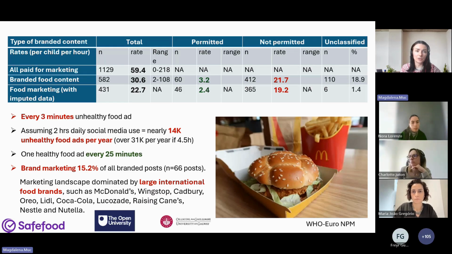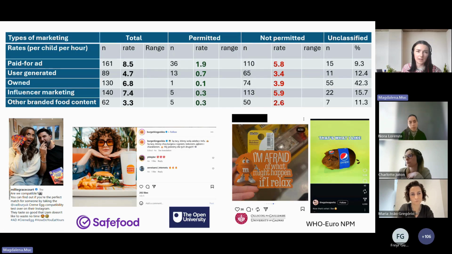So we think this is pretty striking, and assuming that they would use 2 hours of social media a day, which is an underestimation in my opinion, they would be exposed to around 14,000 unhealthy food ads per year. And that is comparing to only 1 healthy food ad every 25 minutes. So this was the difference between the exposure to healthy and unhealthy. So it is strongly dominated by unhealthy brands and products. Brand marketing consisted of around 15%, and very unsurprisingly, it were the large international brands that dominated the landscape.